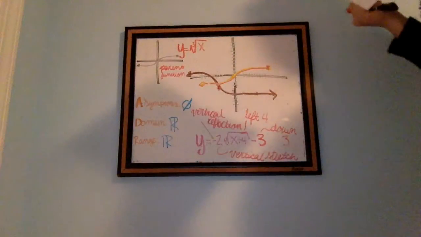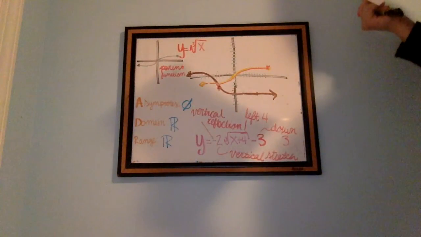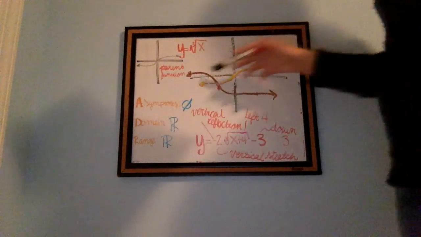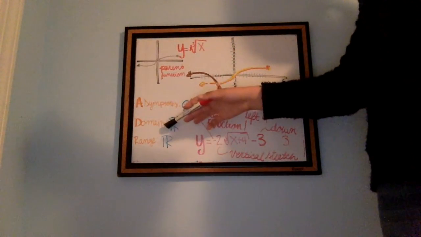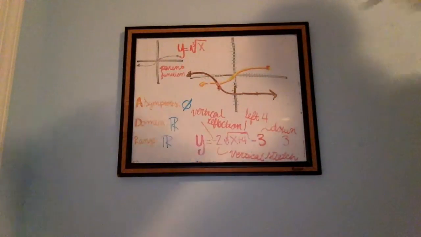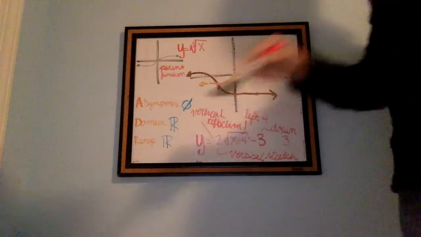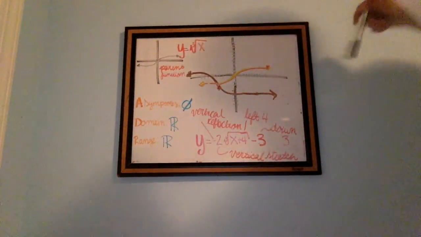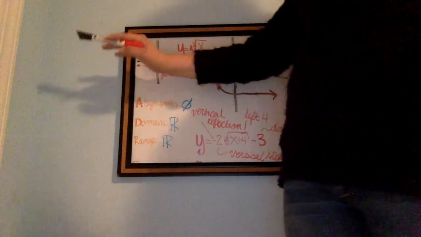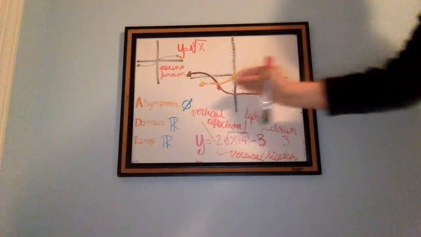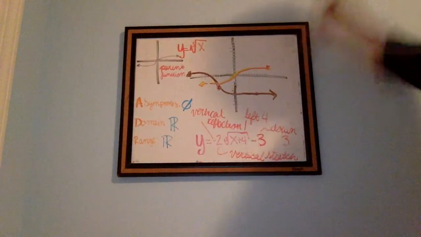Then we go down to range, and you can't put a roof on this function because it keeps going up, and you can't put a floor on this function because it keeps going down. So again, it is all real numbers.